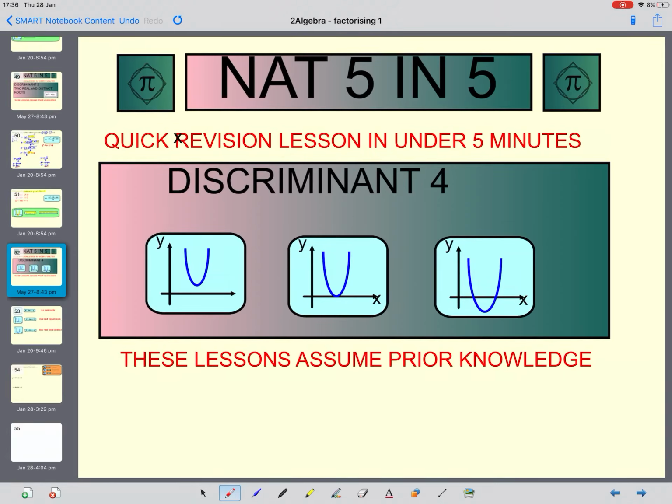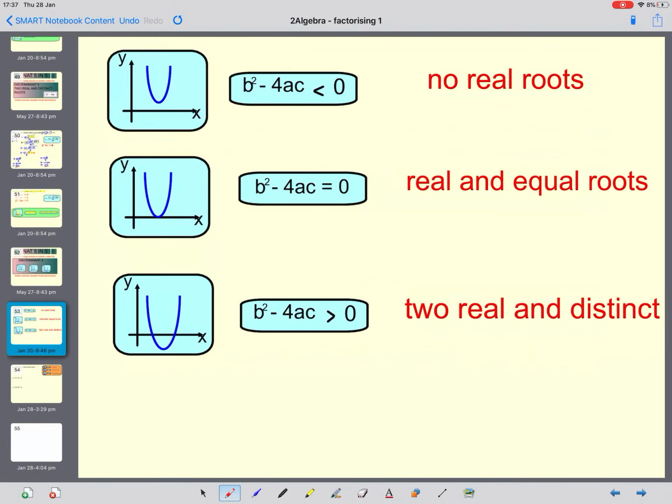Hi guys, welcome back to Nat 5 and 5, and we are going to be looking at another discriminant lesson, discriminant number 4 I've called it, and we're going to be determining the nature of the roots.